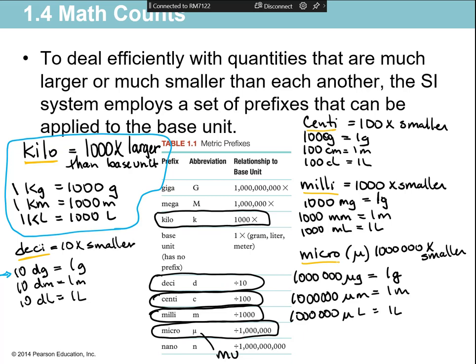I really just end up moving my decimal place from one direction to another to change from one to the other. So if you see deci in a unit conversion, deci always gets a 10. If you see centi, centi always gets 100. Milli will always get the 1,000. Micro will always get 1,000,000.